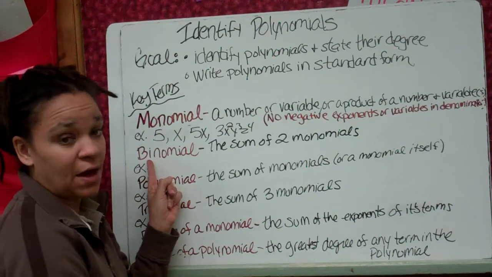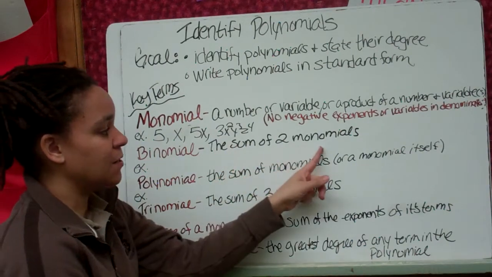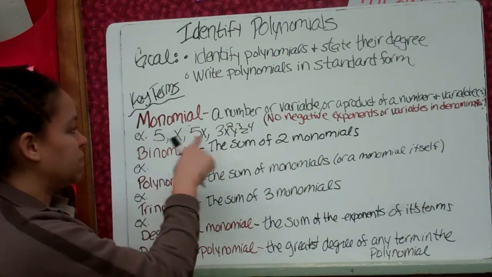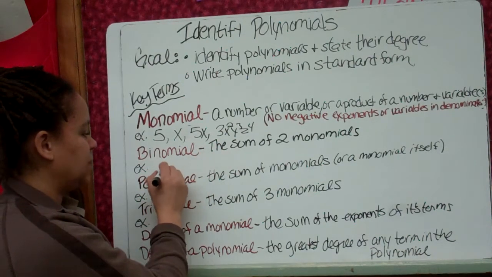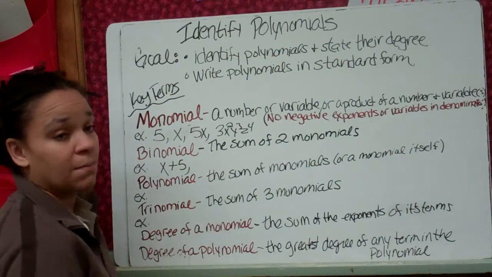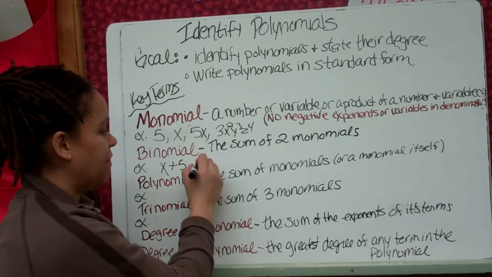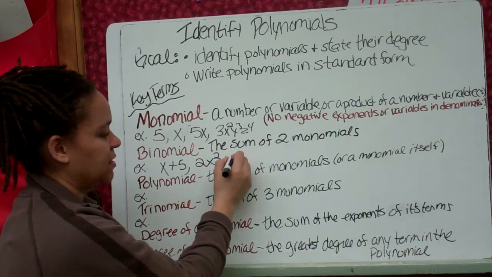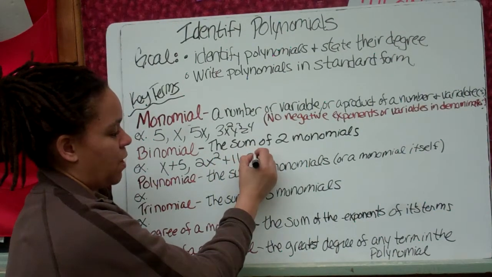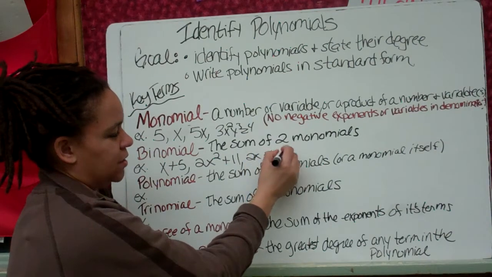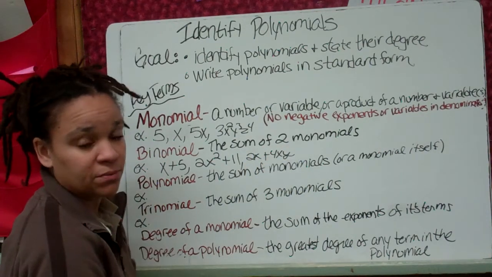Binomial. I figured out that means 2. So the sum of 2 monomials. You can take any of these two and add them up, and that will be a binomial. So let's say x plus 5. That's a binomial. We could have 2x squared plus 11. That's a binomial. We could have 2x plus 4xy. That's a binomial. Get the point?